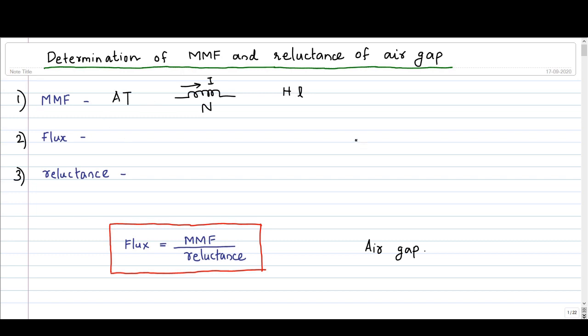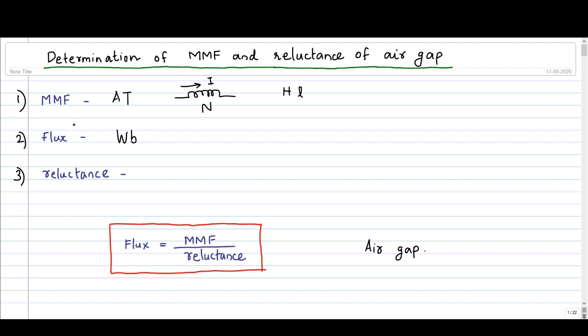Then the second parameter is flux. Flux is a quantity showing the amount of magnetic field lines established by MMF. The unit of flux is Weber. Then the third quantity is reluctance. This is analogous to resistance in electrical circuits. Reluctance is the opposition given to establishment of flux by the magnetic circuit.